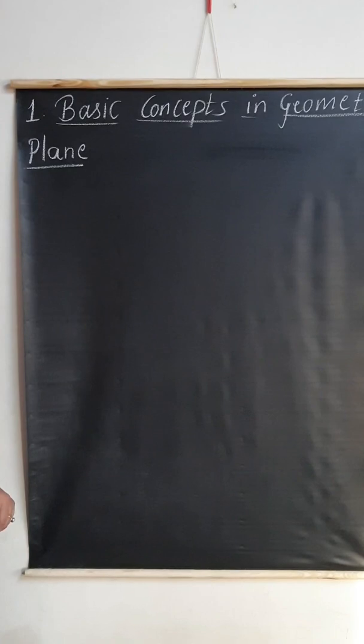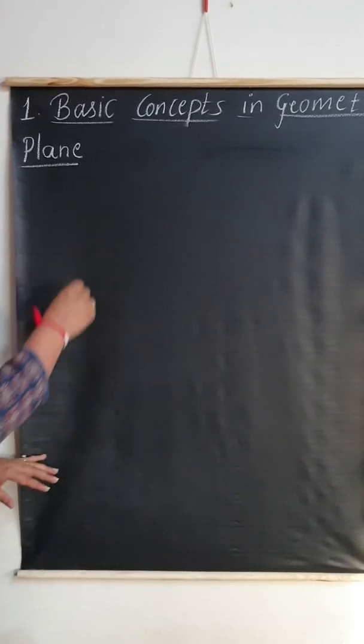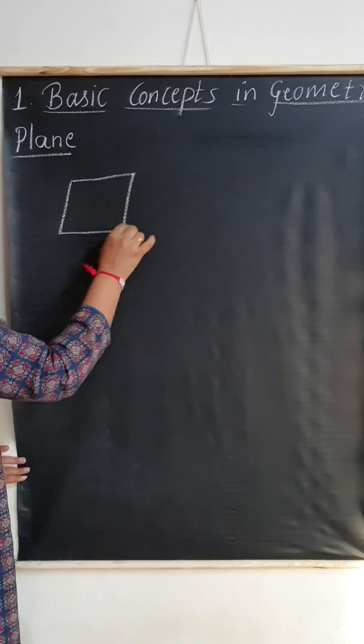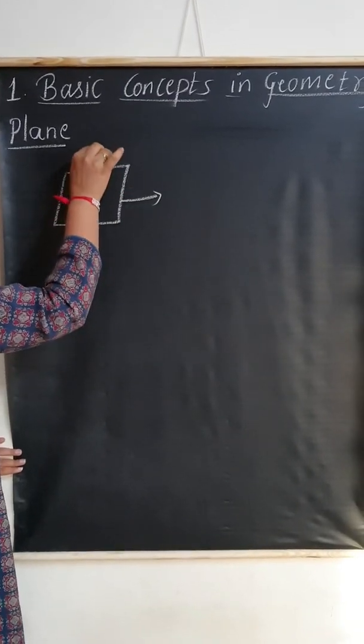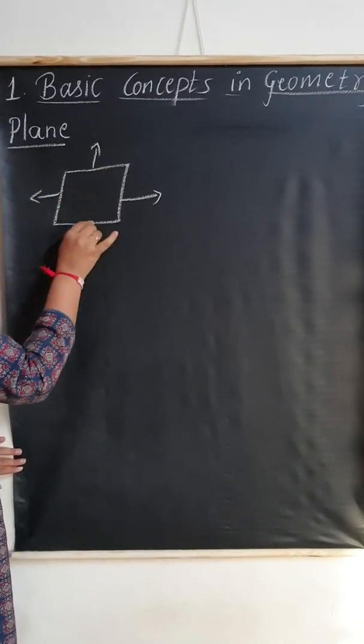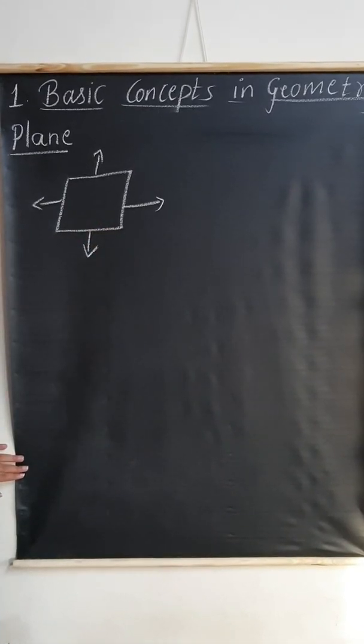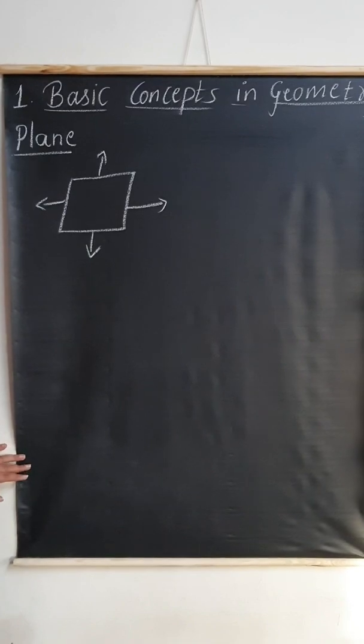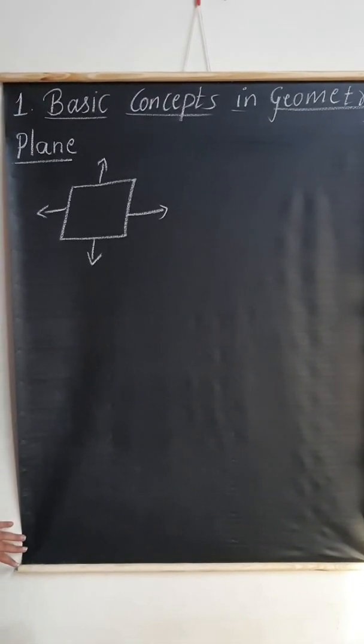So now how do you represent a plane in the form of a figure? You can represent a plane like this. Now, these arrows indicate that a plane can be extended in all the directions. You can extend the plane in all the directions.